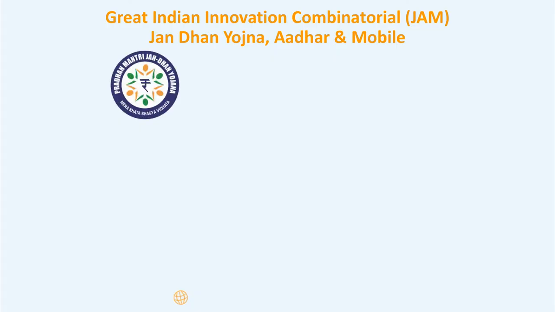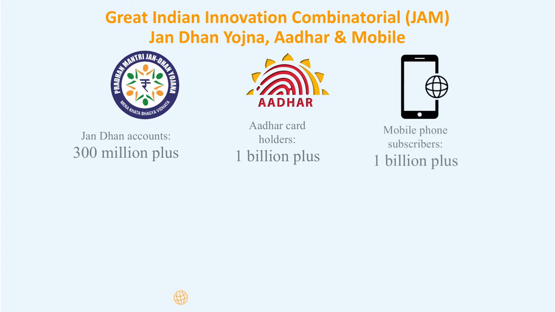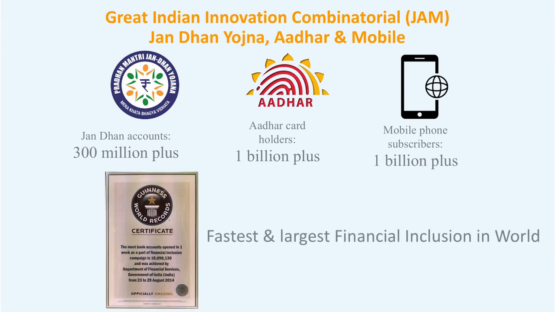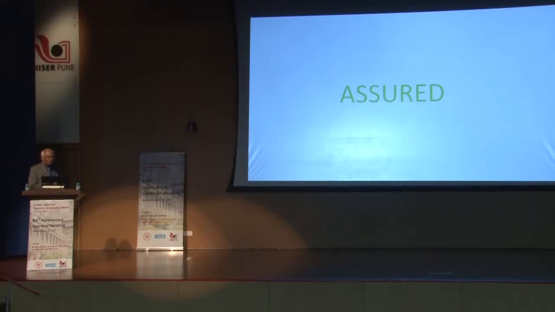JAM. First, there was a policy innovation in terms of Jan Dhan Yojana on creating bank accounts. All right, and now today we are 300 million plus in a record time. Why? Because there was a technological innovation, Aadhaar, and also we had mobile phones. And the net result of that is the fastest, I would say, and largest financial inclusion in the world. Now, this is a combination of technological innovation, workflow innovation, system delivery innovation, and policy innovation. And if one of these was missing, we would not have been able to make it. So there is this importance. And I would say this is assured. It meets all the requirements.